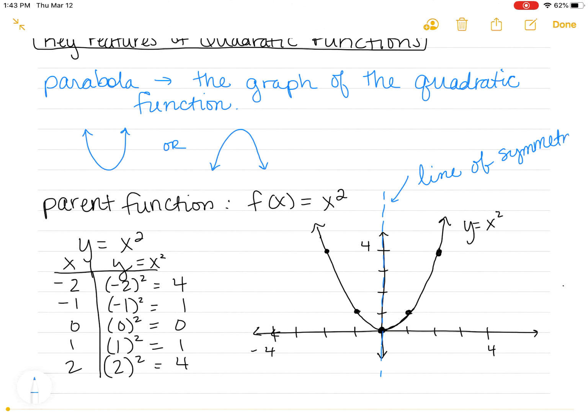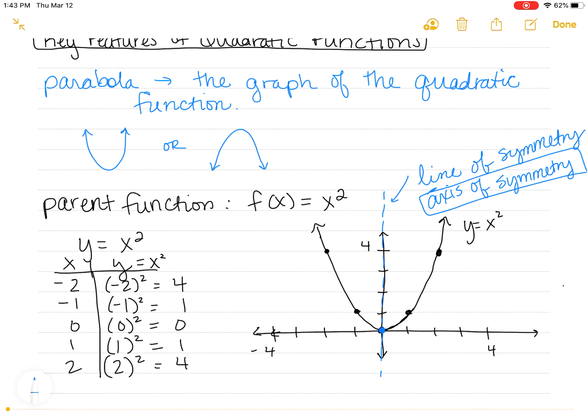That line of symmetry is important for a couple of reasons. One, it divides the graph in half. It goes through this low point right here, which has a special name that we're going to talk about in a second. That line of symmetry is called the axis of symmetry. That is your vocabulary word for that, axis of symmetry.